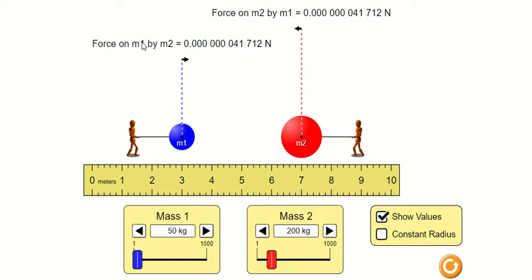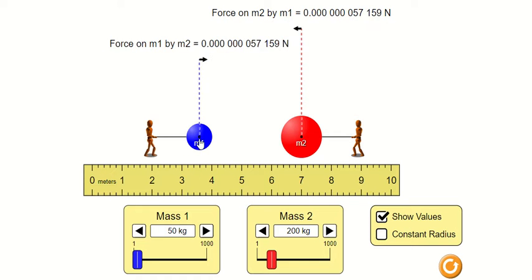In this video, we will learn about the universal law of gravitation, or Newton's universal law of gravitation. Newton was the first scientist who proposed the first law of gravity. We can understand Newton's law of universal gravitation from this simulation we have here.